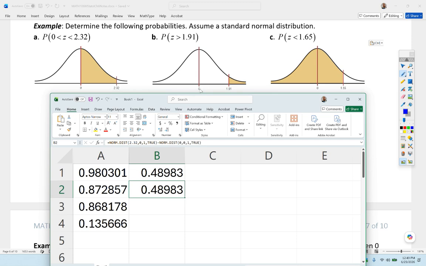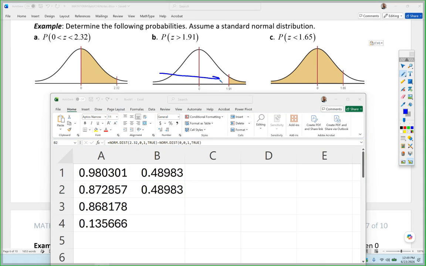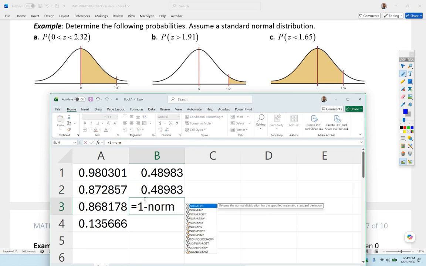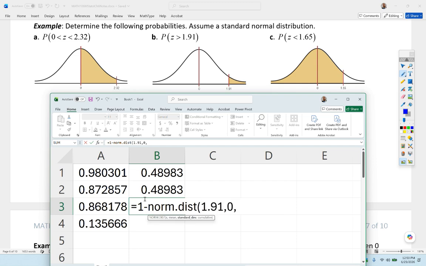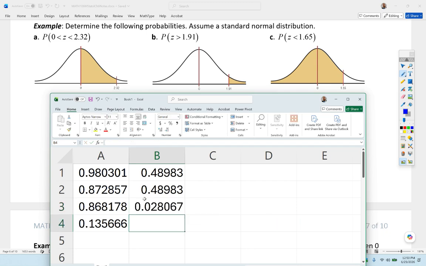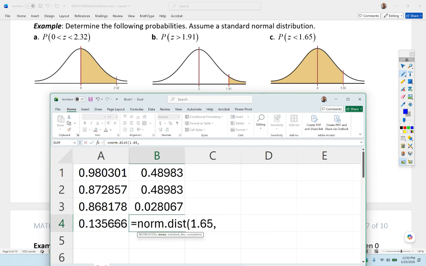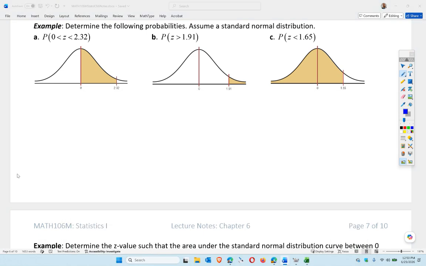Okay. All right, so here, right, if I do 1.91, the problem is that gives me this area, which is not what I want, correct? So I have to invert it to get the complementary. So I'm going to do 1 minus NORM.DIST of 1.91, comma 0, comma 1, comma true. Okay, so about 2-3%. That makes sense there. And then this one's pretty straightforward, left to right. NORM.DIST of 1.65, comma 0, comma 1, comma true. Okay, about 95%.